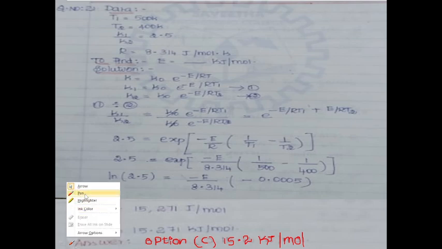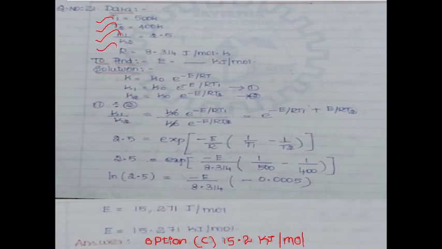Data: T1 is equal to 500 Kelvin, T2 is equal to 400 Kelvin, K1 by K2 is equal to 2.5, capital R is equal to 8.314 joule per mole Kelvin. The objective of this question is to determine the activation energy in kilojoule per mole. Solution part: by using the Arrhenius equation, we determine the activation energy with the help of this data.